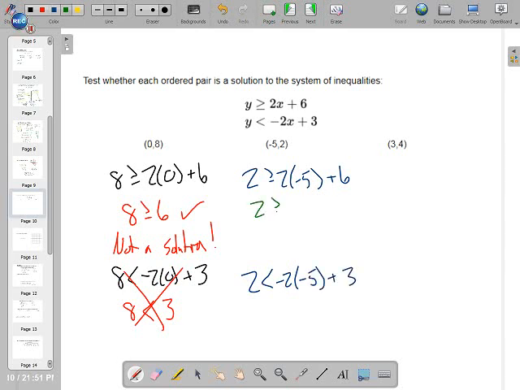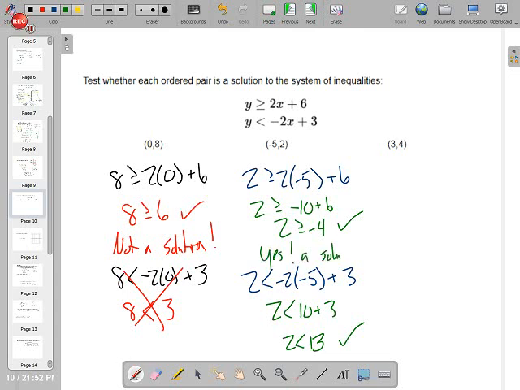So now, is 2 greater than or equal to -10 plus 6? Is 2 greater than or equal to -4? Yeah, sure is. Is 2 less than 10 plus 3? Is 2 less than 13? Yep, sure is. So this is a solution.